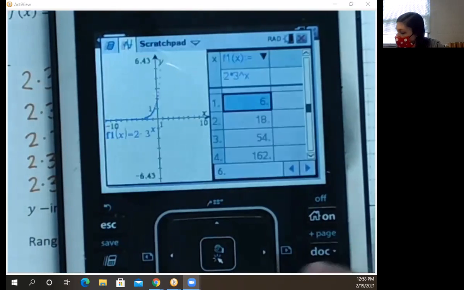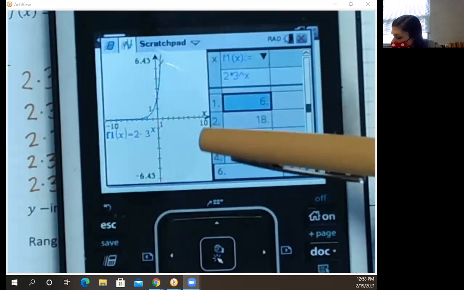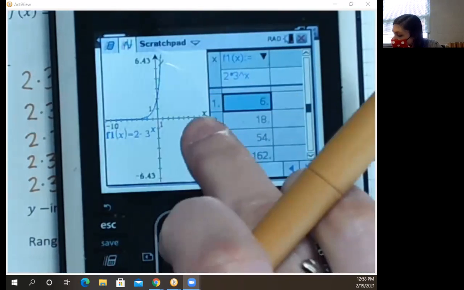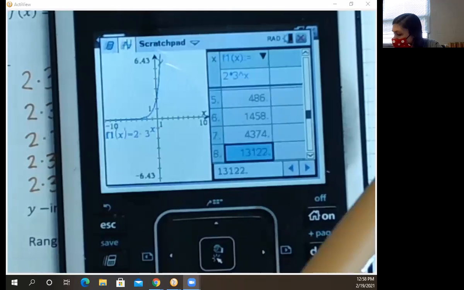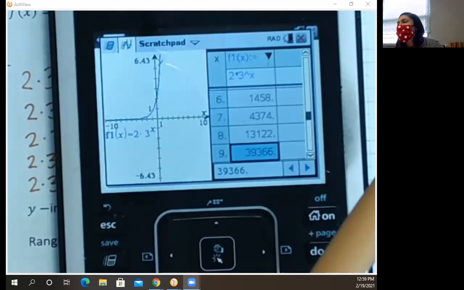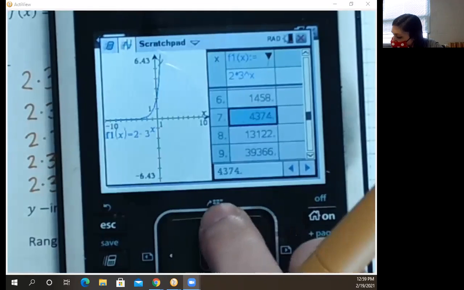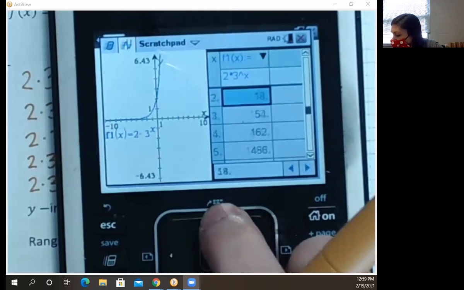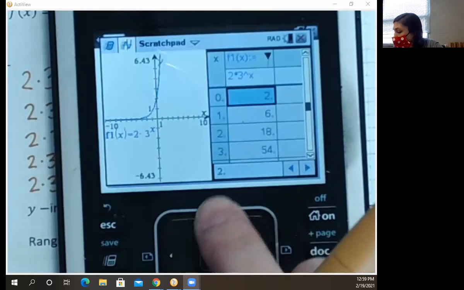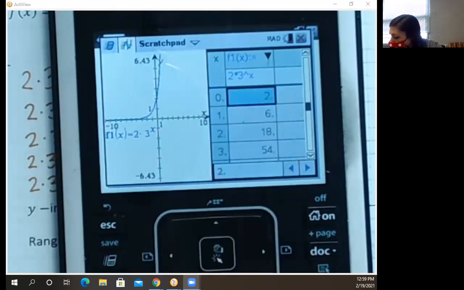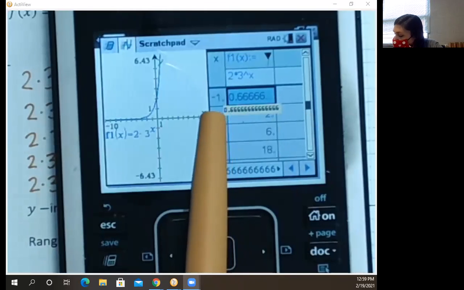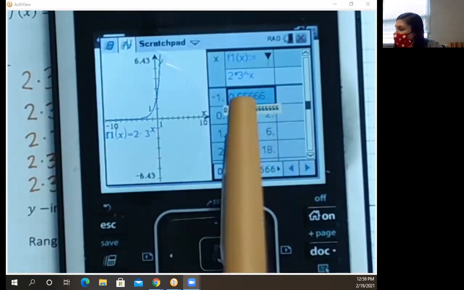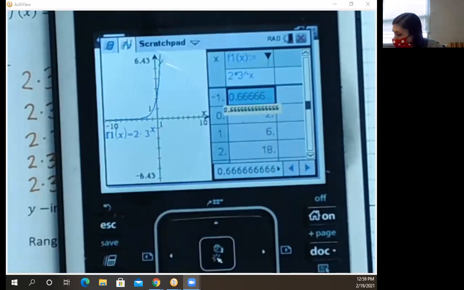So I'm going to bring up our table. And remember, here are the x values, here are the y values. As I look, as my x values get bigger, those y values also get bigger. So again, not looking good for an x-intercept on the right-hand side of the graph. So let's look at the left-hand side when x is negative. There's my y-intercept at 2. And then when x is -1, y is 0.6 repeating, which would be that 2/3 that we found.